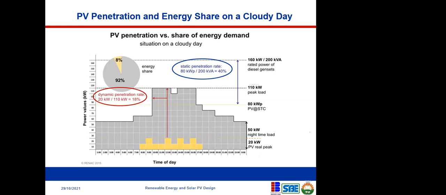I said when you are calculating the static penetration rates for the generator, you gave the rating as 160 kilowatts or 200 kVA. Yes. So when you are looking at the calculation for the static penetration, you use the kVA rating for the generator. So I was expecting it to be 80 over 160 for the unit to be the same. But when you come to the dynamic, we are using kilowatts against kilowatts. Okay, yes.